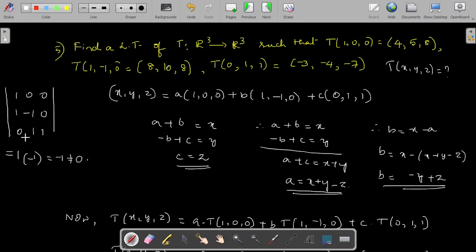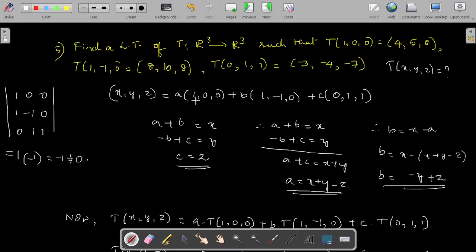So these three vectors are linearly independent. If three vectors are linearly independent in R cube, then that forms a basis. Therefore, 1 0 0, 1 minus 1 0, 0 1 1, these three vectors form a basis of R cube. Therefore, any vector of R cube, x comma y comma z, is a linear combination of the basis elements. So I don't know for what scalars it is equal to x.